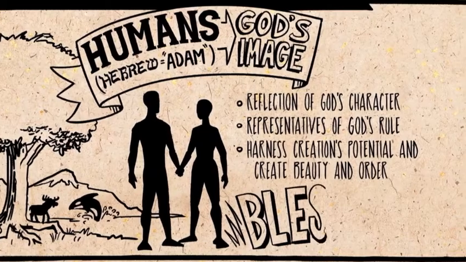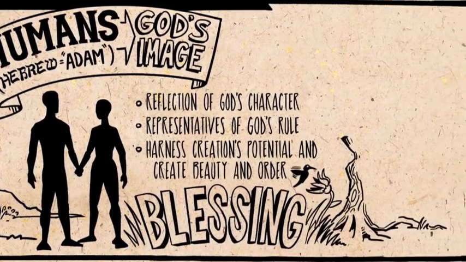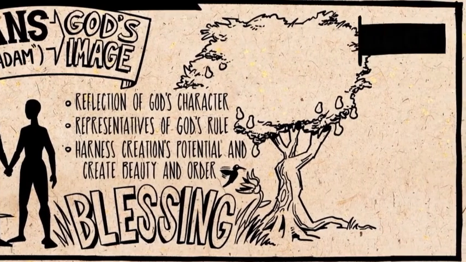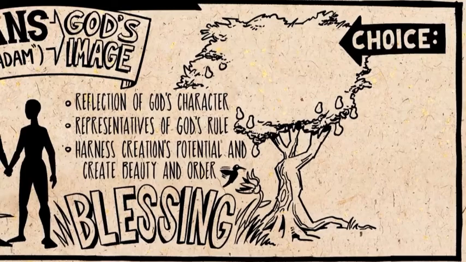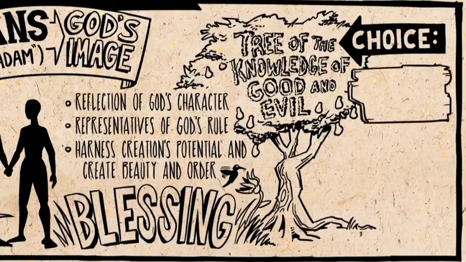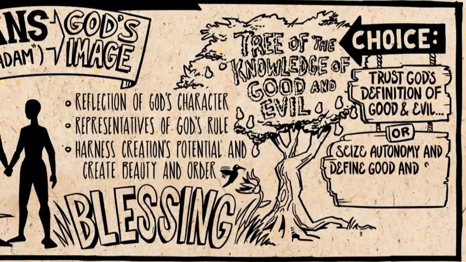God blesses the humans. It's a key word in this book. And he gives them a garden. It's like a place from which they begin starting to build this new world. Now, the key is that the humans have a choice about how they're going to go about building this world. And that's represented by the tree of the knowledge of good and evil. Up till now, God has provided and defined what is good and what is not good. But now God is giving the humans the dignity and the freedom of a choice. Are they going to trust God's definition of good and evil, or are they going to seize autonomy and define good and evil for themselves?